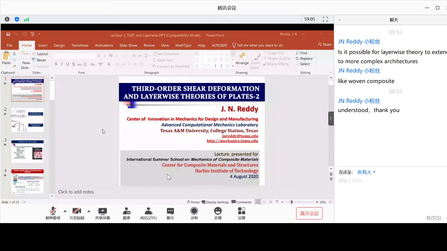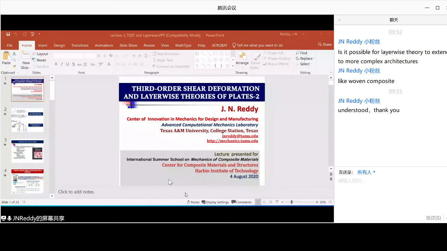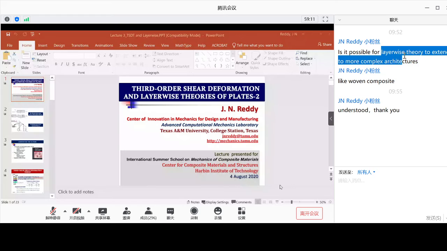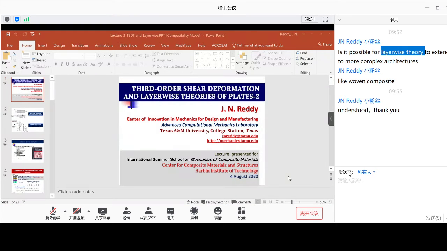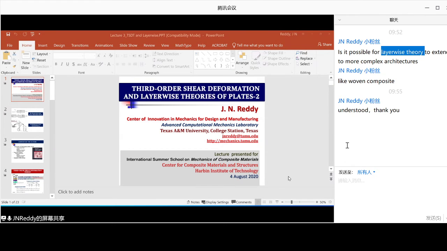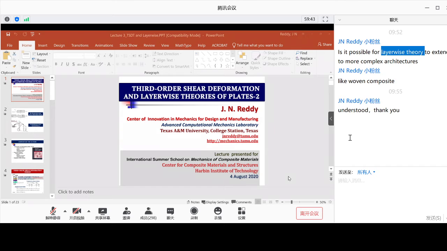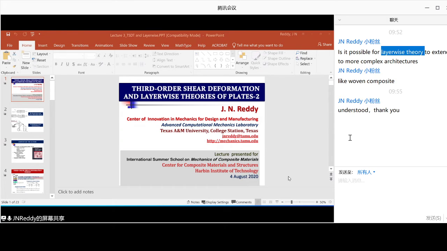From the layer-wise theory, we can get accurate stress, especially the through-thickness interlaminar stress, for laminates. For laminate composite materials, one of the serious issues is delamination. For delamination, we need the through-thickness stress. So is it possible to extend your theory for delamination analysis? Because for delamination analysis, the displacement discontinuity is involved, so we need a single way to model this problem. Do you have any comments?